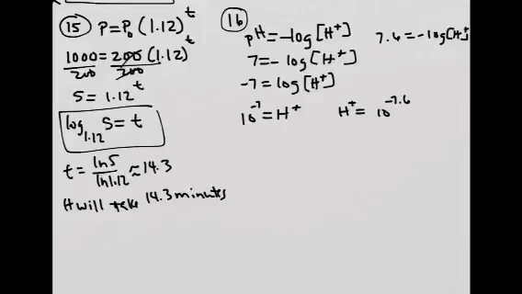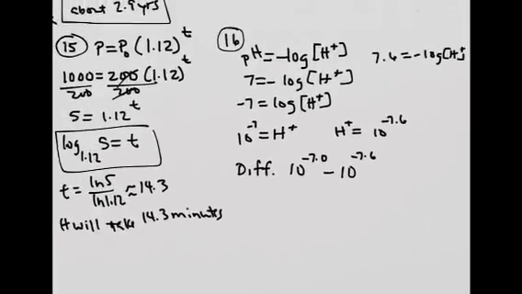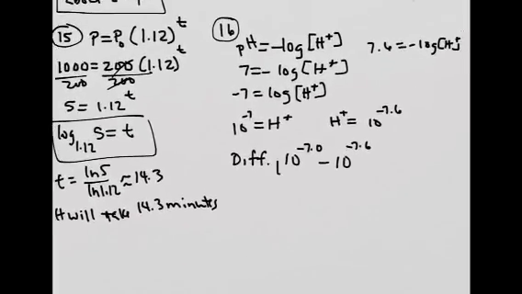So the difference would be 10 to the negative 7 minus 10 to the negative 7.6. Okay, and that would be the answer. Right here. That's the difference between the two.